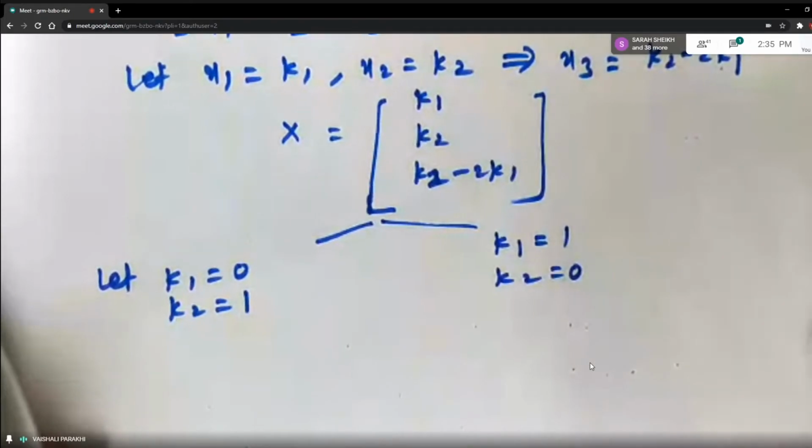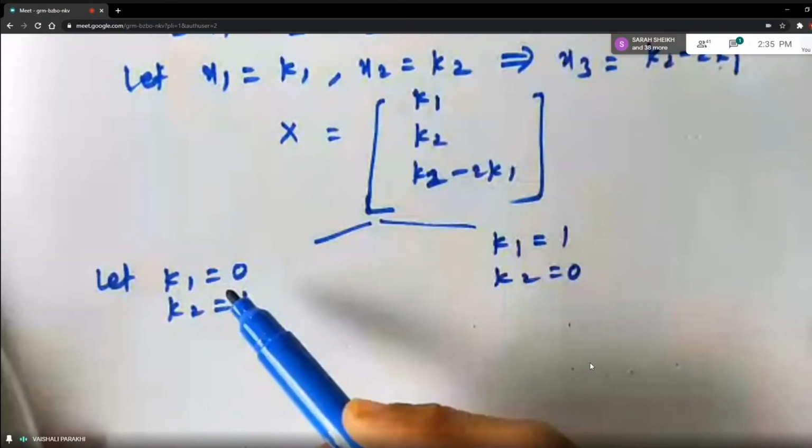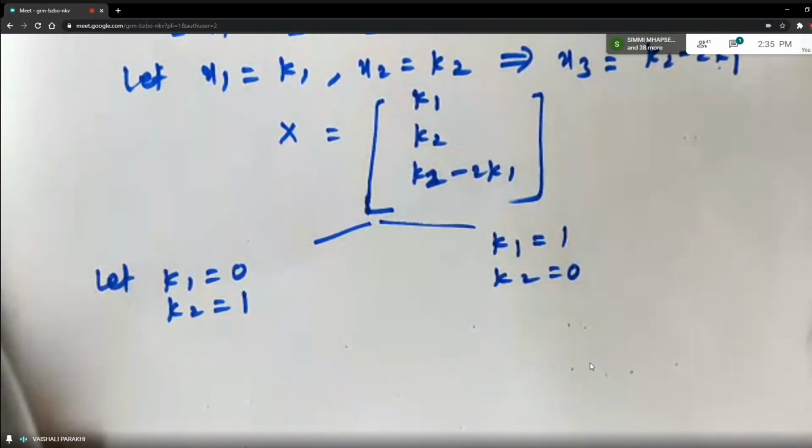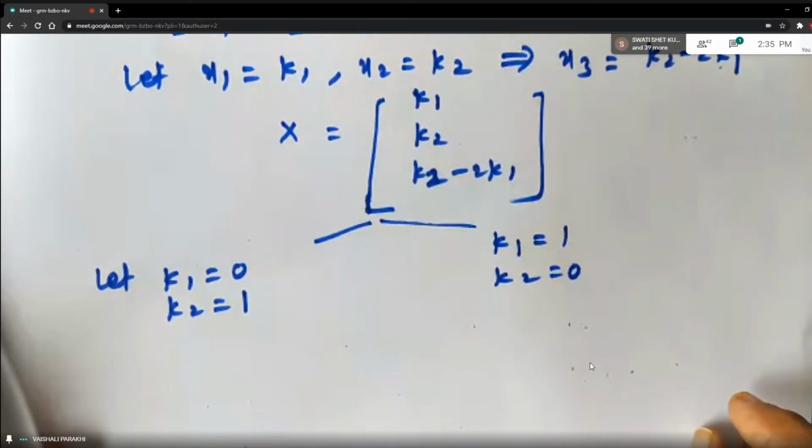Eigenvector is not unique. Because some students may think that I want to take 1, 1. Okay, no problem, go ahead. Your matrix P will be different, P inverse will be different, but what will be unique? The final diagonal matrix will be unique. You understood what I am saying, students?